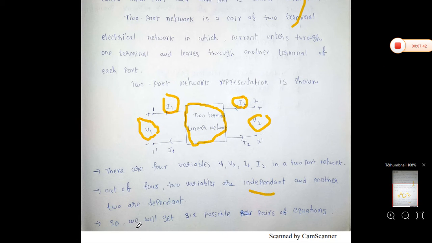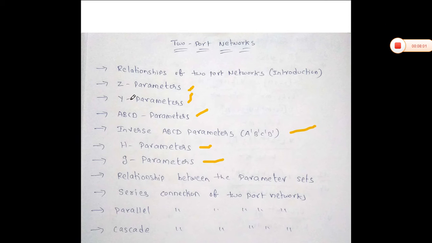I pointed out that we will get six possible pairs of equations, meaning Z, Y, ABCD, inverse ABCD, H and G parameters. These are the six parameters and six possible pairs of equations. So let us go to the first topic, that is Z parameters, Y, ABCD, inverse ABCD, H and G. In this class we finish these topics. It is very simple.